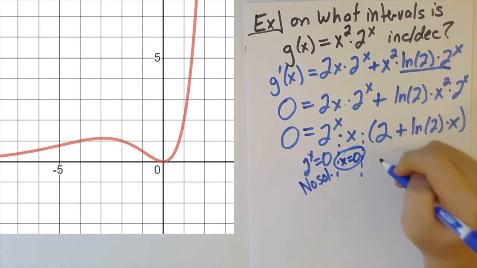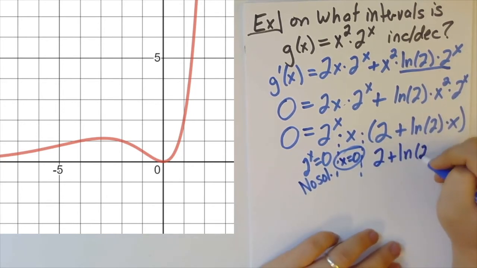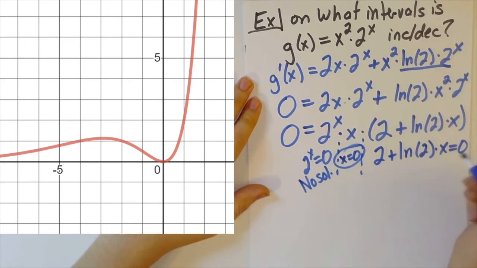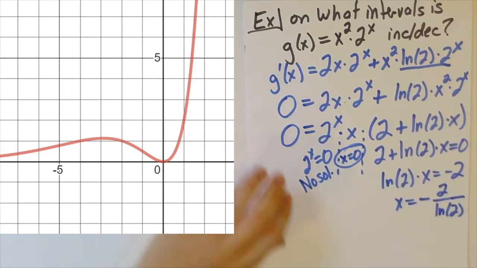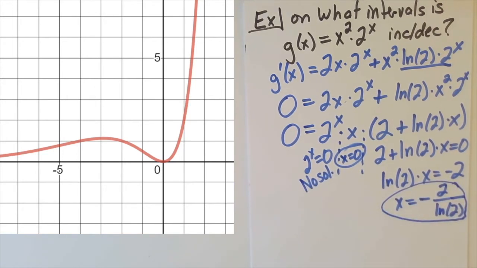Okay. Here, though, when we try and solve 2 plus the natural log of 2 times x equals 0, we're going to get natural log of 2 times x is equal to negative 2, so x is negative 2 divided by the natural log of 2. Okay. That is where my other critical number actually is. Okay. Now, as it happens, this number is fairly near minus 3, but it's not actually exactly minus 3.